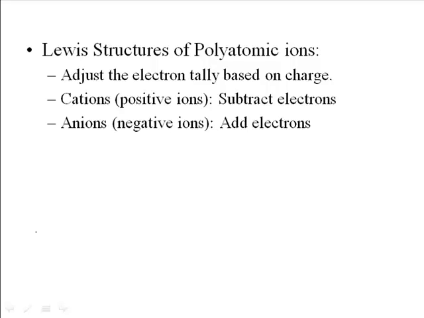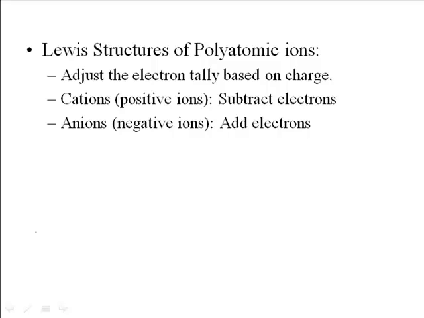The opposite is true for anions. Because anions are negatively charged, they essentially have picked up extra electrons. So after you get your valence electron tally, your valence electron count for your Lewis structure, you'll add the number of electrons that the charge indicates.